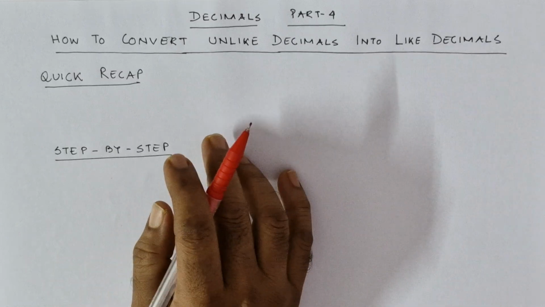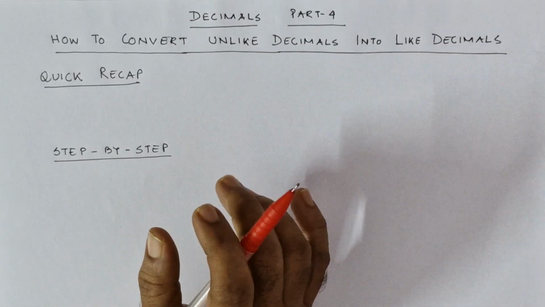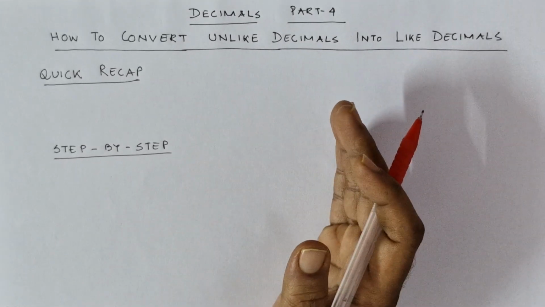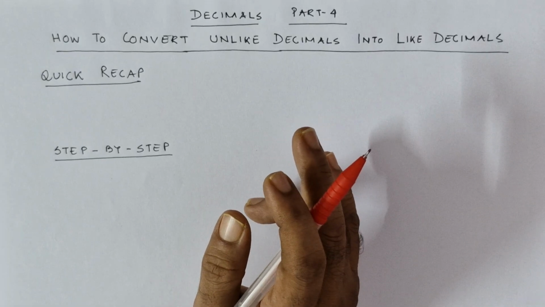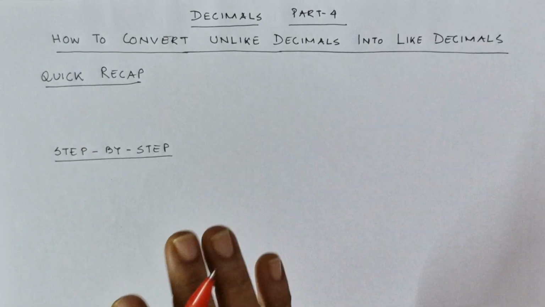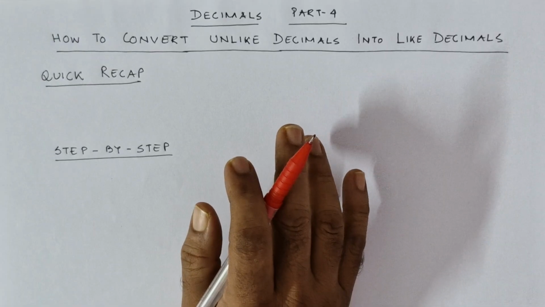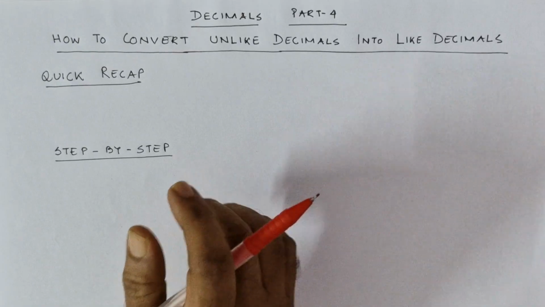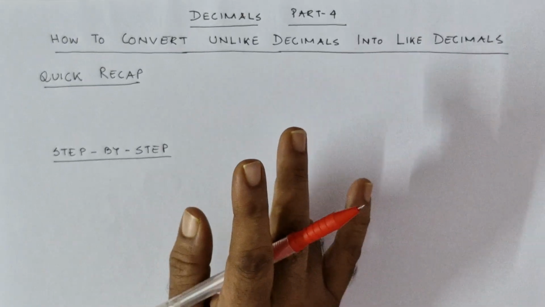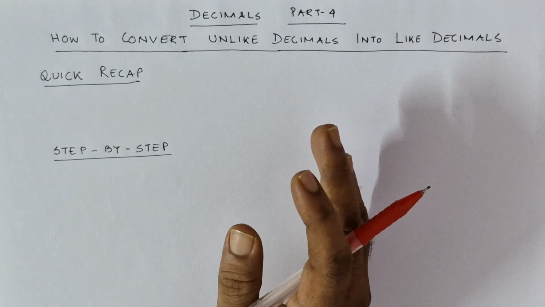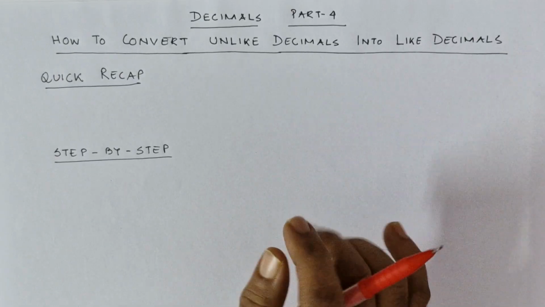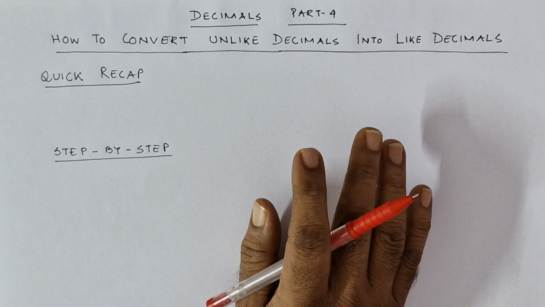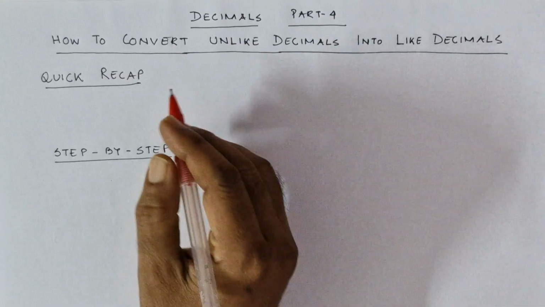We have learned that decimals that have the same number of digits after the decimal point are like decimals, while those that don't are unlike decimals. Got it? Let me repeat it again, students. Decimals that have the same number of digits after the decimal point are like decimals, while those that don't are unlike decimals.